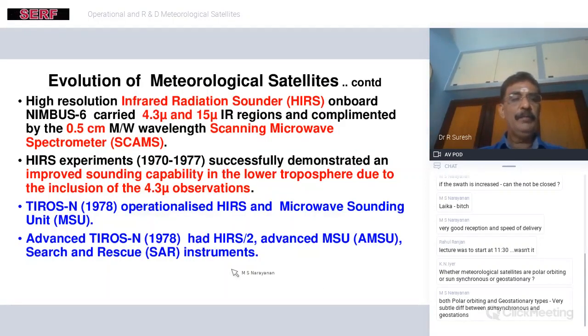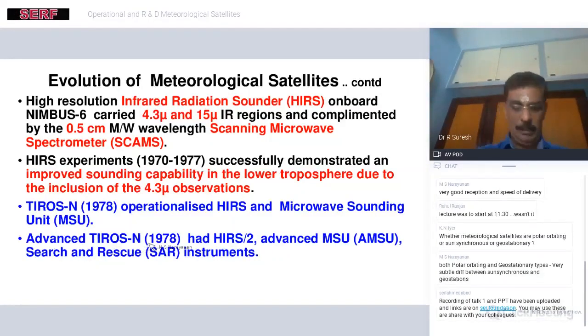Now, the HIRS experiments were successfully carried forward from 1970 to 77. That showed an improved capacity, and later on there is something called the TIROS Operational Vertical Sounder, the TOVS module, that started. That carries, in addition to HIRS, a microwave sounding unit and a stratospheric sounding unit put together. So that came into being after the 80s.